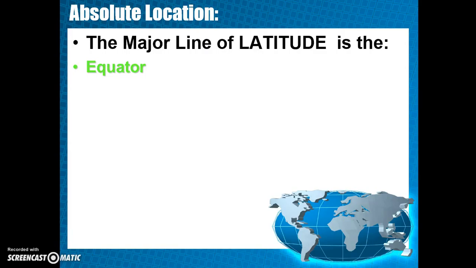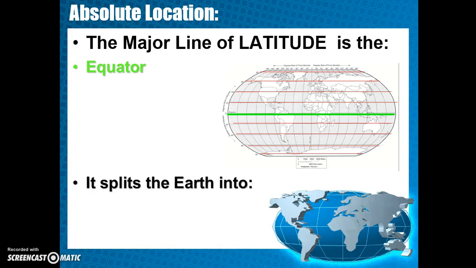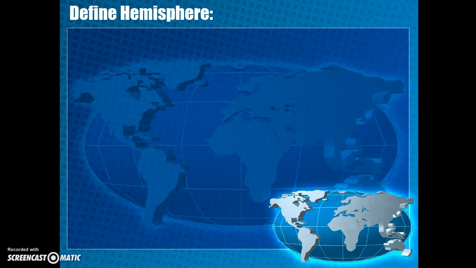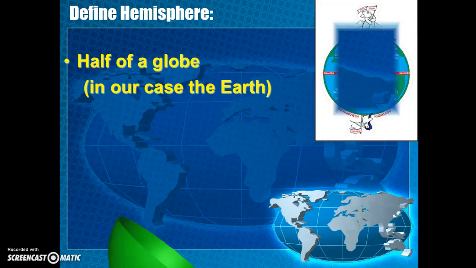The major line of latitude is called the equator, and it splits the Earth into 2 parts, the northern hemisphere and the southern hemisphere. Hemisphere is half of a globe, in our case, the Earth.